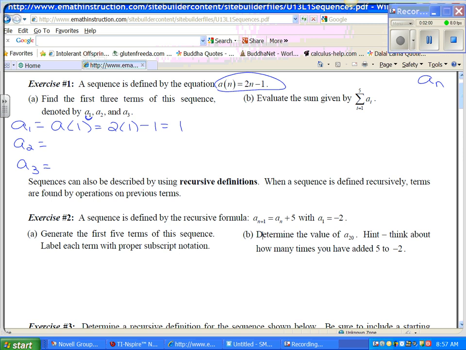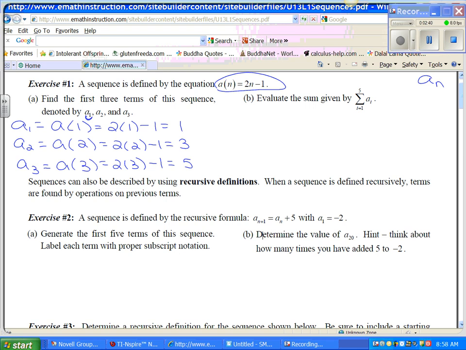Getting it? Not difficult. A sub 2, what's n? 2. So I'm going to use a of 2 equals 2 times 2 minus 1, good. So it's just substitution, right? Paying attention to what that value of n is. That's very important for the further we get in this lesson. So this is 3. Now what? A sub 3, which is a of 3, which equals 2 times 3 minus 1, which is 5. So there's your first three terms: 1, 3, and 5.